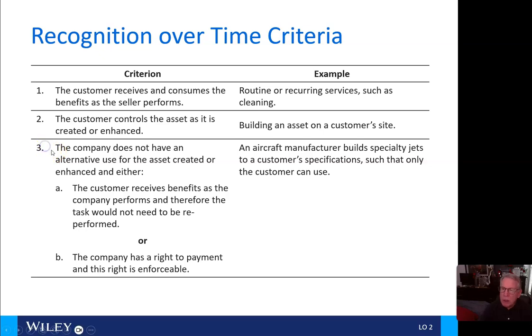Number three, the company does not have an alternative use for the asset created or enhanced, and either Alpha, the customer receives benefits as the company performs, and therefore the task would not need to be re-performed, or Bravo, the company has the right to payment, and this right is enforceable. An example would be an aircraft manufacturer builds specialty jets to a customer's specification such that only the customer can use it.